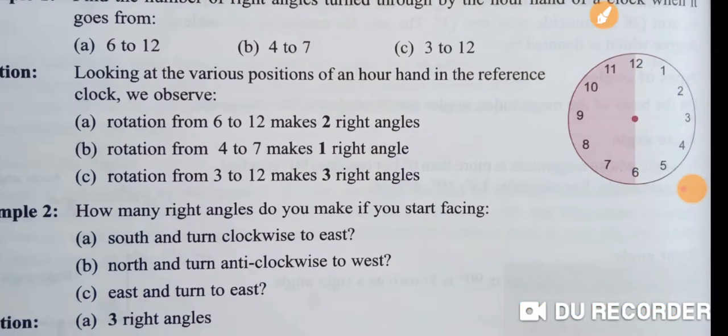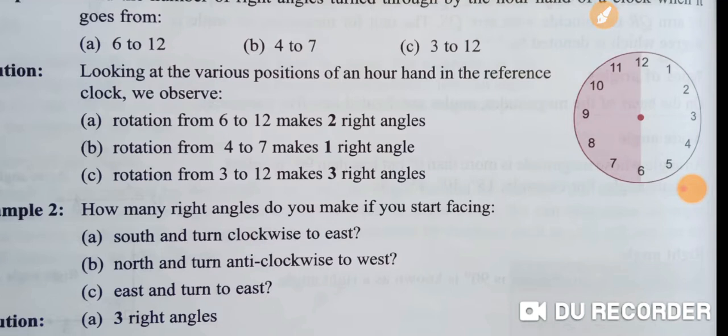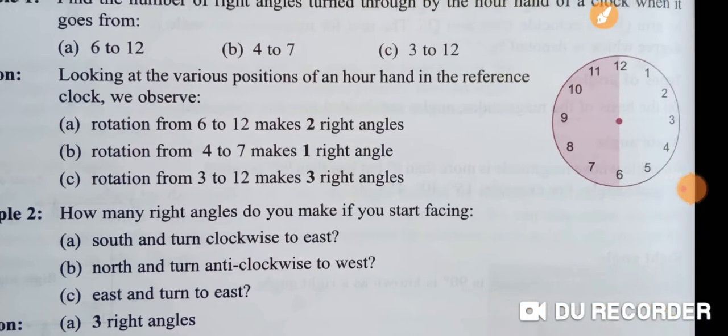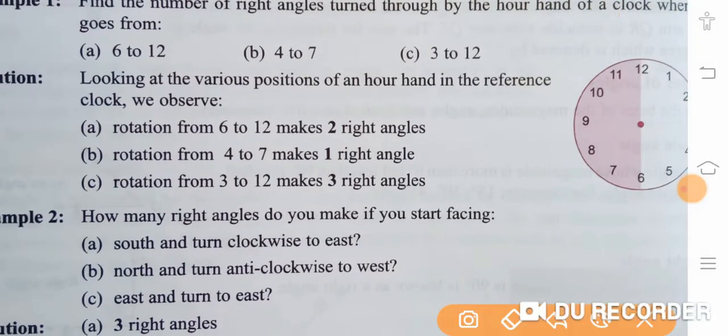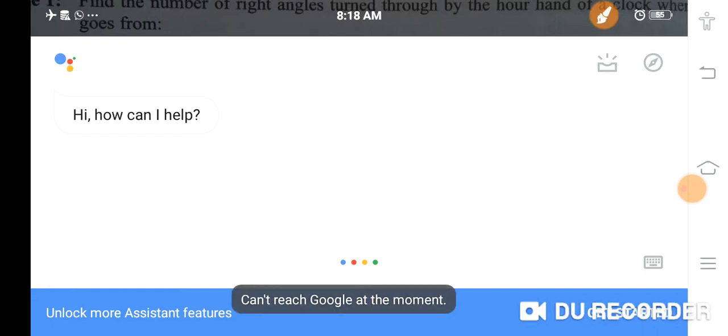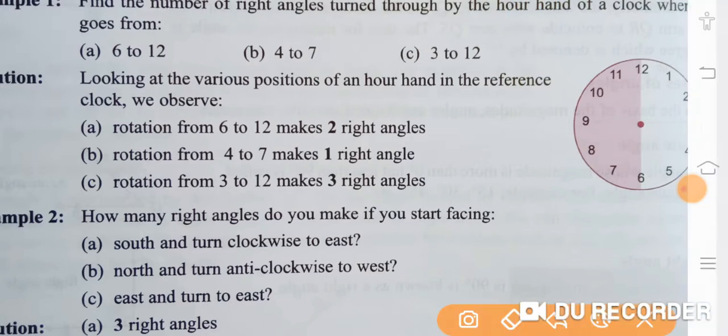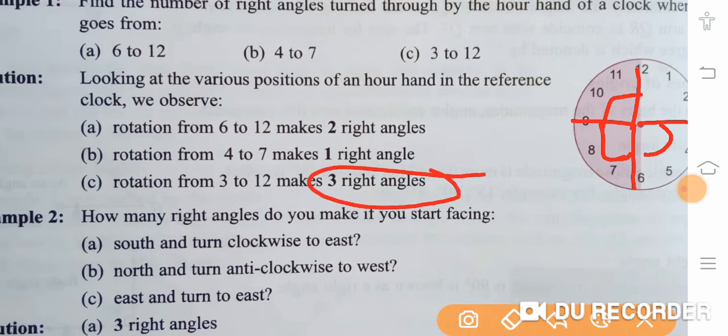Next, rotation from 4 to 7. See, this is 4 to 7. How many right angles, my dear? Only one right angle. Next one, rotation from 3 to 12. So this is one right angle up to here, up to 9, second right angle, and 9 to 12 third right angle, meaning total 3 right angles you have.